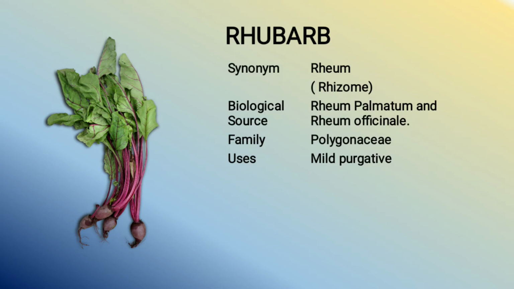Now moving to the second image. Do you know what this is? This is the image of rhubarb, right? The synonym of rhubarb is rheum, and rhubarb consists of rhizomes. The rhizomes of Rheum palmatum and Rheum officinale belong to family Polygonaceae, and its main use is as a mild purgative.